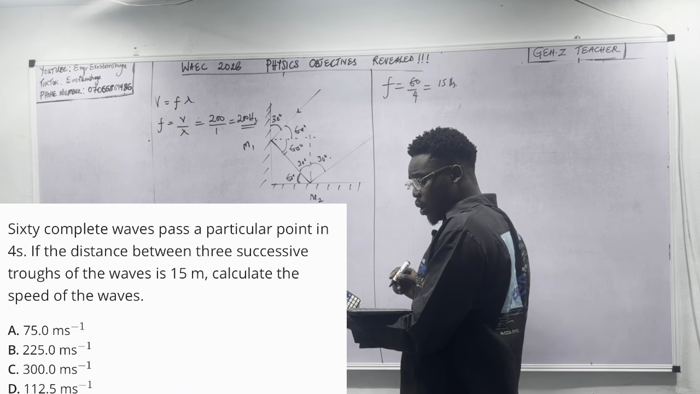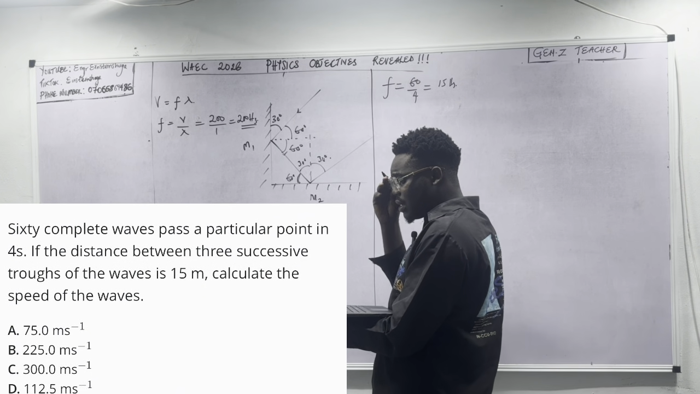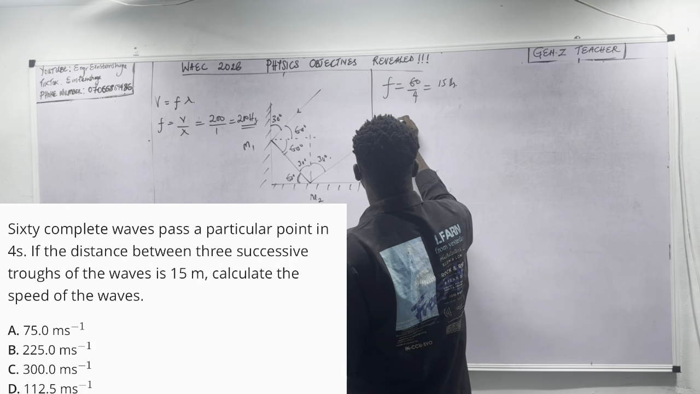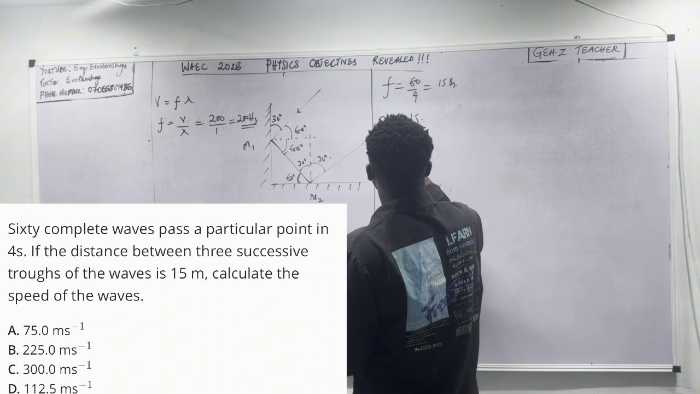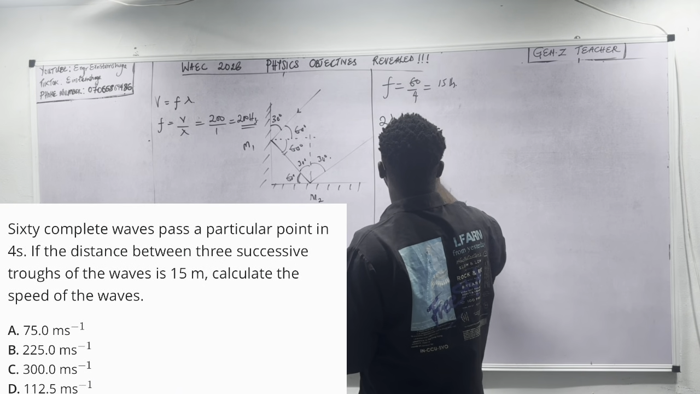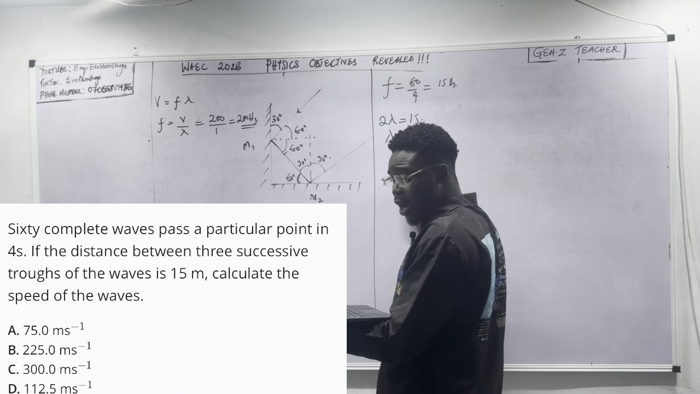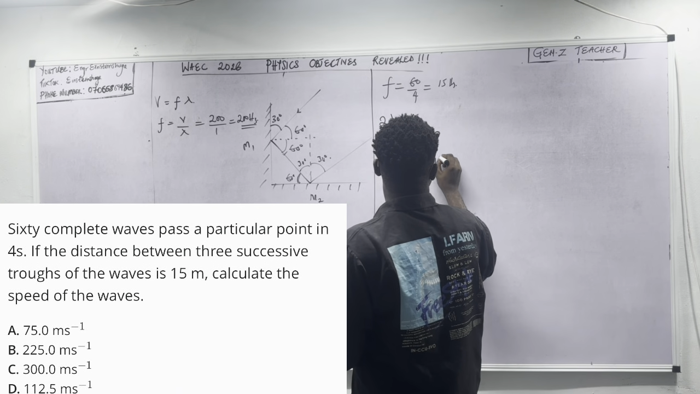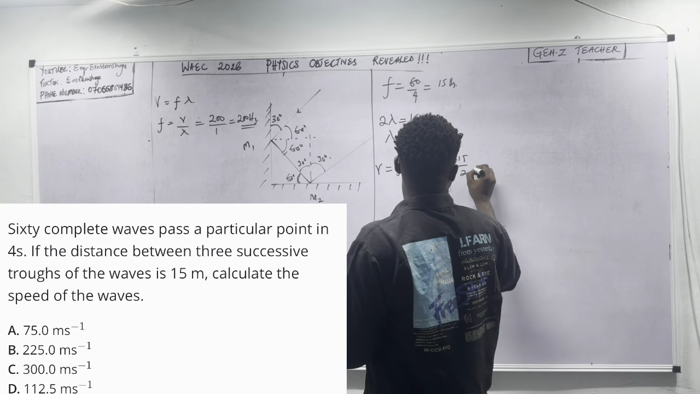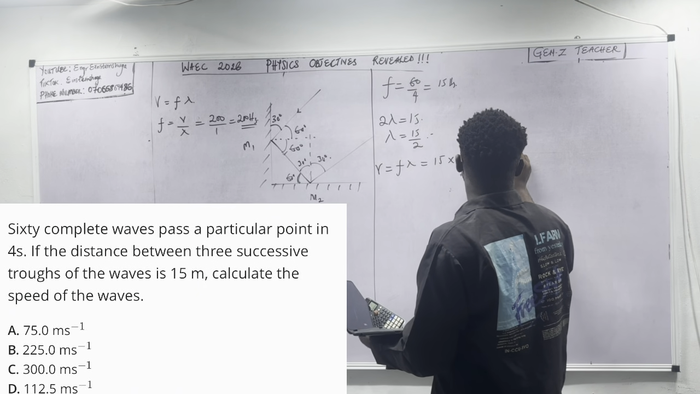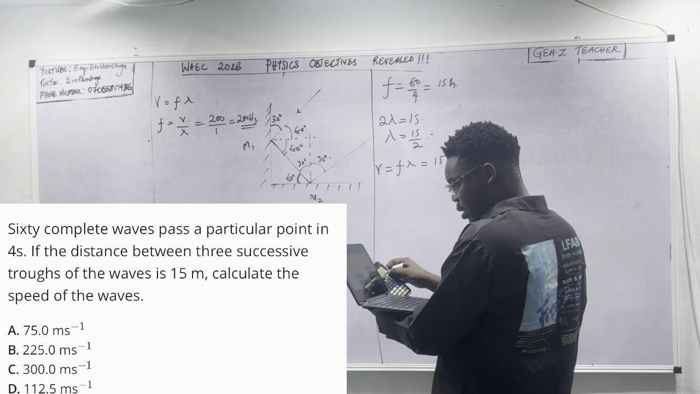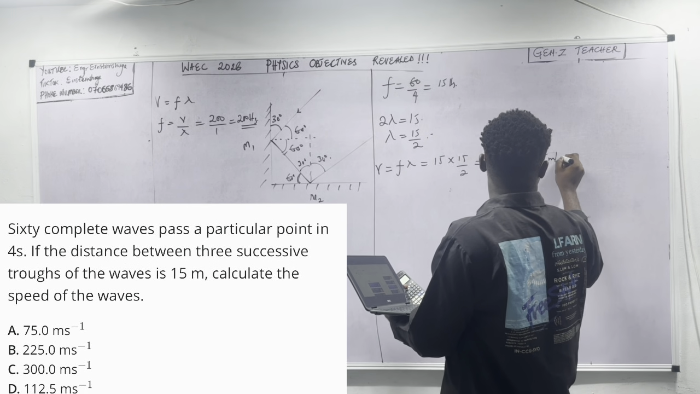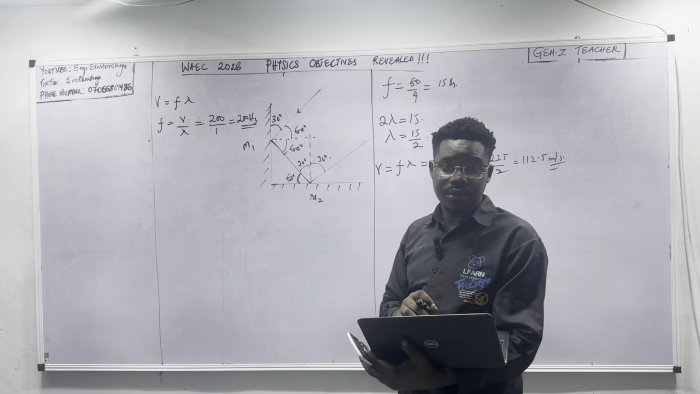Now quickly, we were told that the distance between 3 successive troughs is 15 meters. Now 3 troughs gives you 2 wavelengths. So 2 wavelengths equals 15, so one wavelength should be 15 divided by 2, which is 7.5. But we're asked to find the velocity. So V is equal to F lambda. This should be 15 times 15 over 2, which is 225 over 2. Let's see what that will give us. That should give us 112.5 meters per second as the answer.